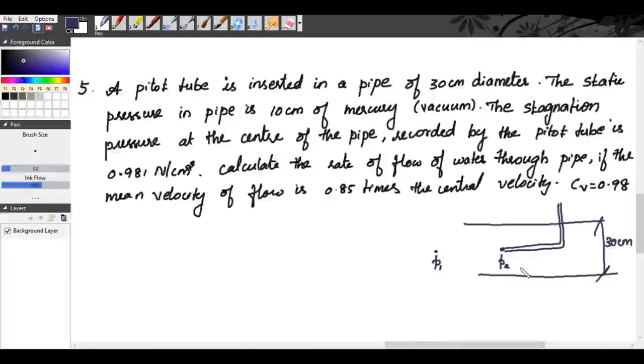P1 is stagnation pressure head and P2 is static pressure head. Okay, P1 is stagnation and P2 is static. So that means our H is equal to P1 by rho g minus P2 by rho g.